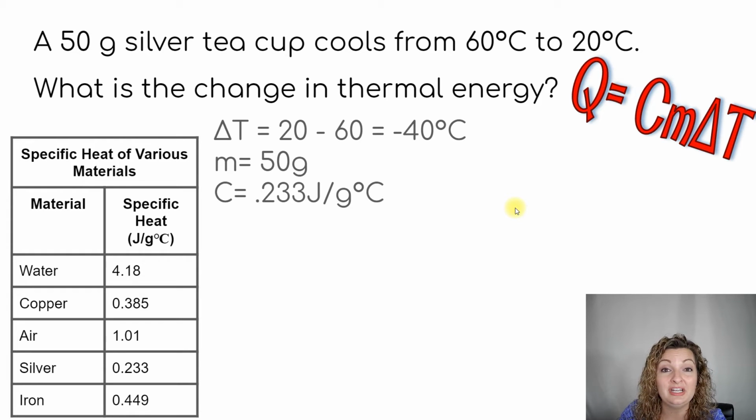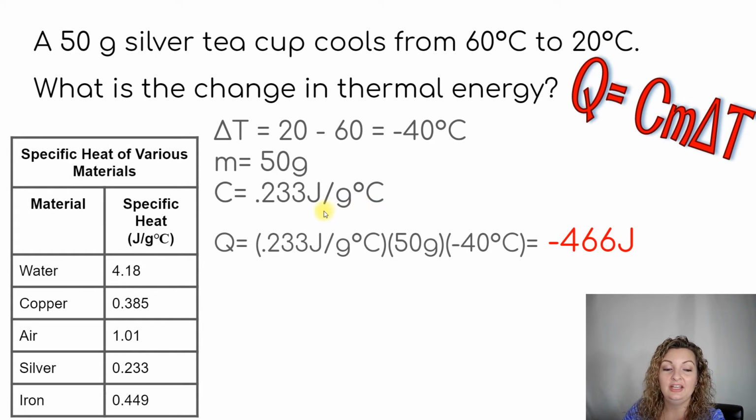All we have to do at this point is substitute in our variables and then solve with our calculator. So if you go ahead and you just write Q equals, we're replacing our C with our 0.233 and our M with our 50 and our delta T with the negative 40 and multiply that across, you end up getting a negative 466 joules.